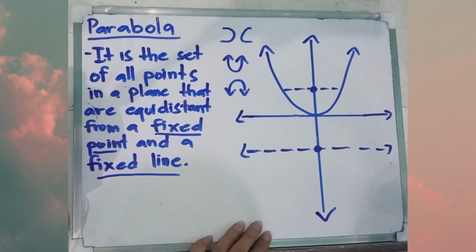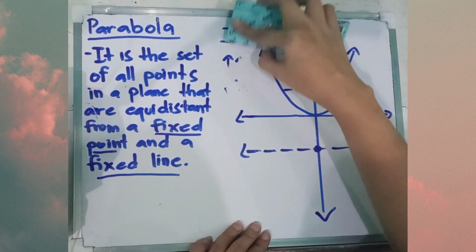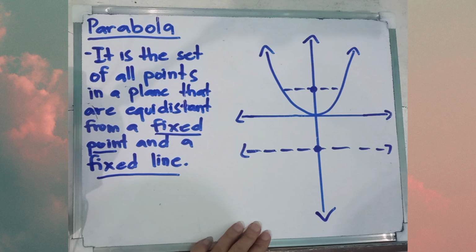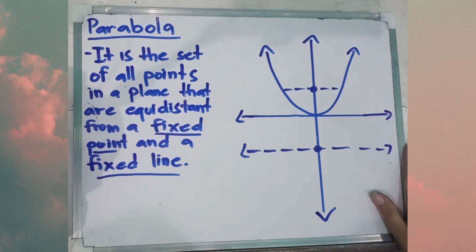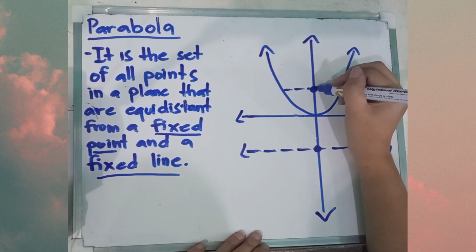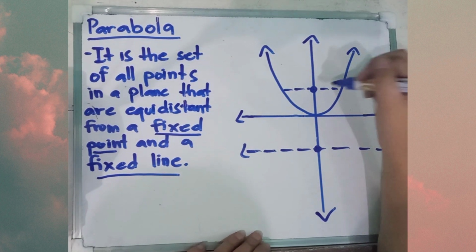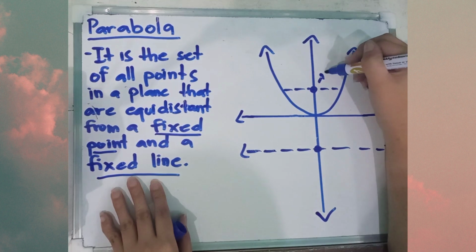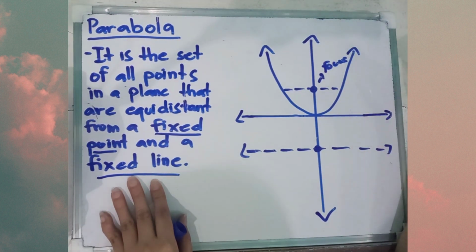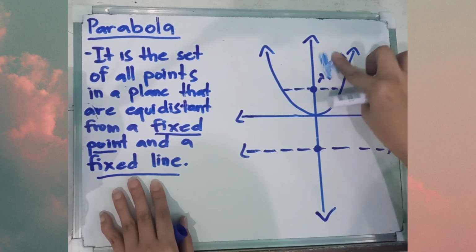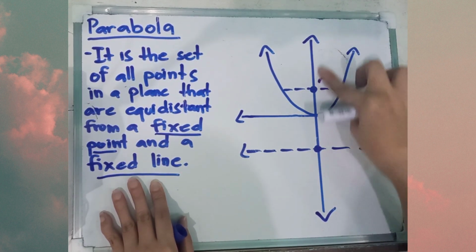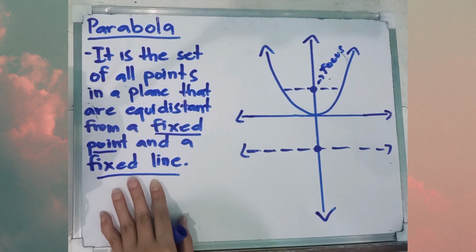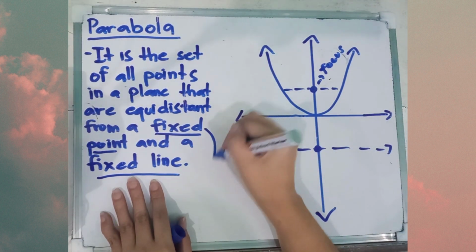Let me just erase this one first. So let's talk about the graph of the parabola and its certain parts. The first one, this certain point, is called our focus. From the definition earlier, the focus is our fixed point. Take note of that. Let me just write it clearly. So again, the focus is the fixed point.